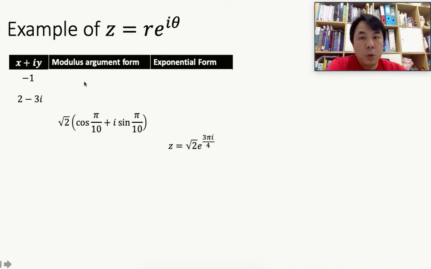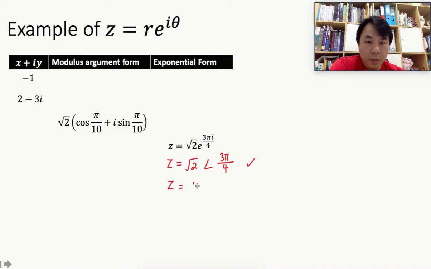How do we represent that in its modulus argument form? That should not be a problem. You can actually write this here. We can write this as root 2, and you can just represent it as 3 pi over 4, and then there you have it. Or if you like, you can represent that in the trigonometry form, which is root 2 cosine 3 pi over 4.